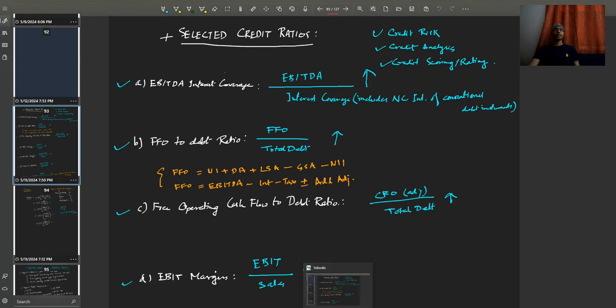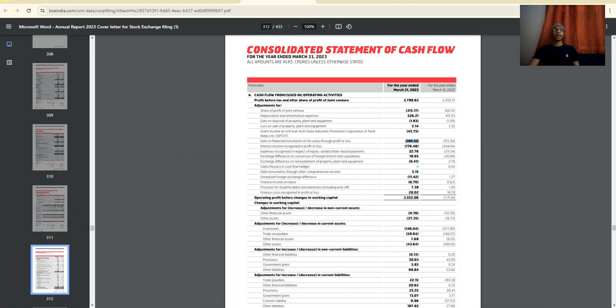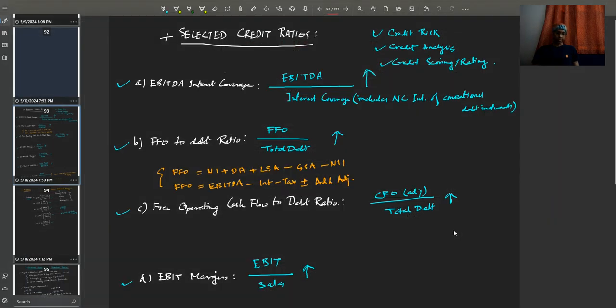2962.92, and the total debt is 419 CR. So 2962.92 divided by 419 CR, the value is 7.07. So let me write it.